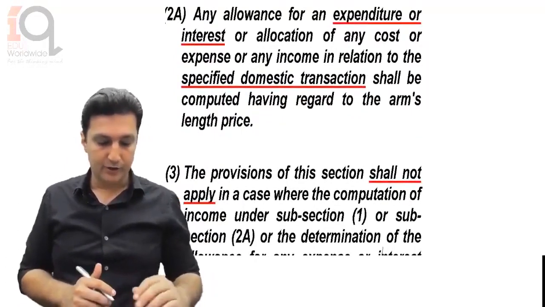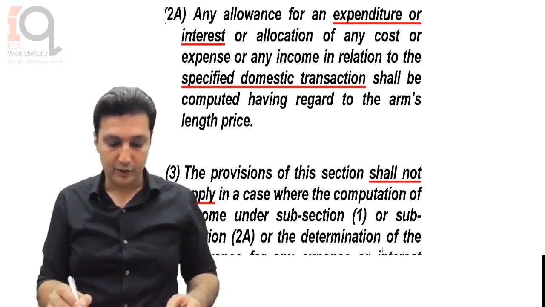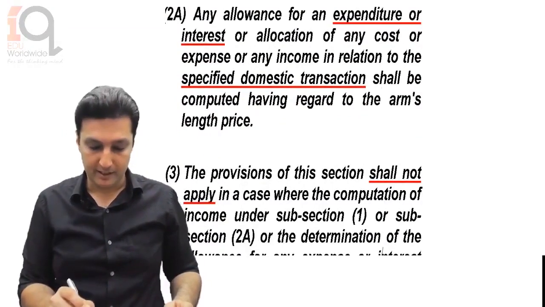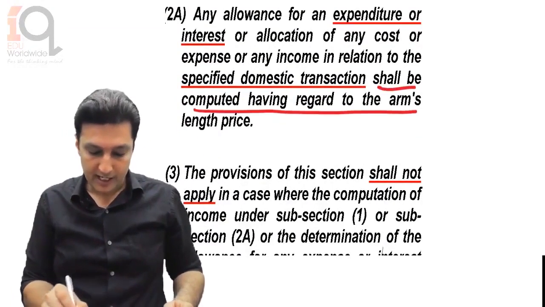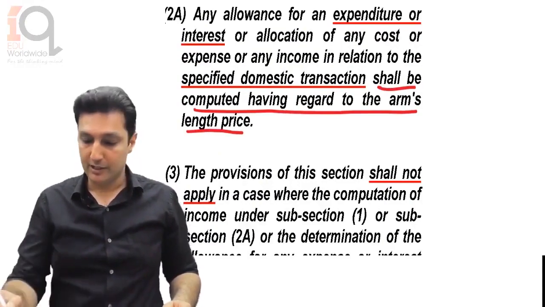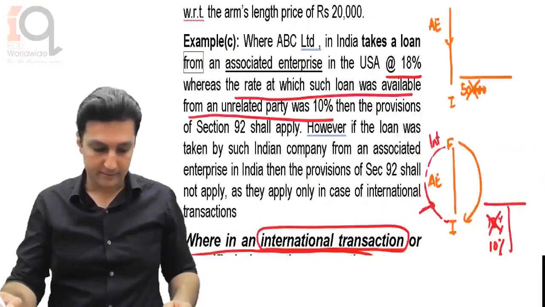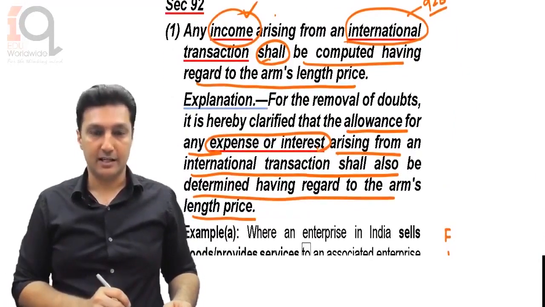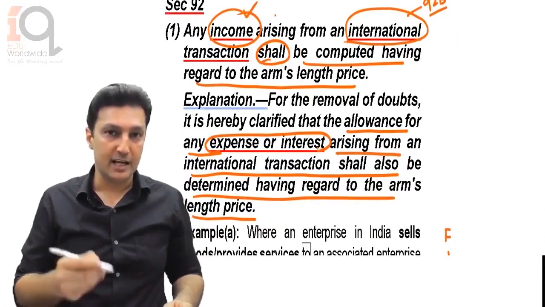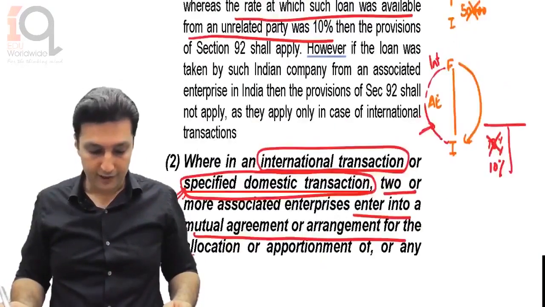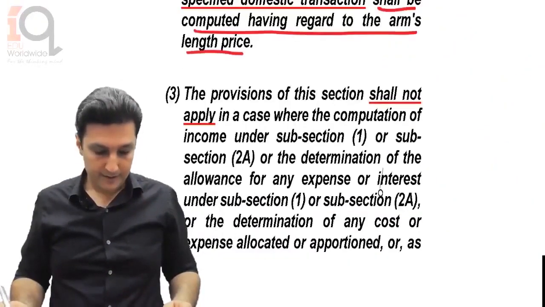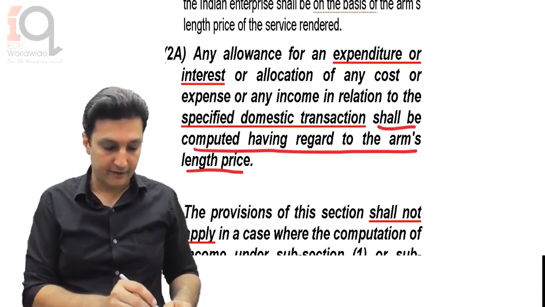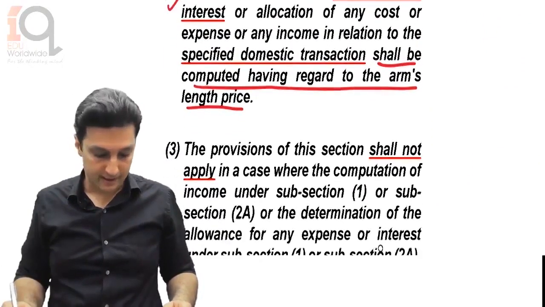He says, any allowance for an expenditure or interest or allocation of any cost or expense or any income in relation to a specified domestic transaction shall be computed having regard to the arm's length price. Because in subsection 1, if we go and check, he had only referred to an international transaction. Specified domestic transaction was not mentioned there. Therefore, for these two, allowance for expenditure, he has given a subsection 2A, but the provisions remain the same.